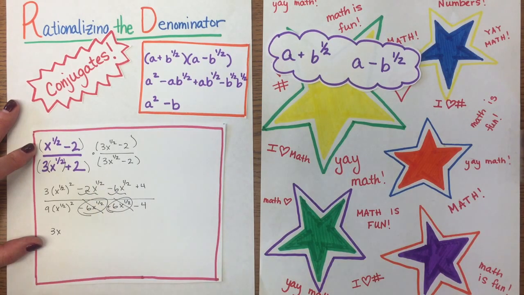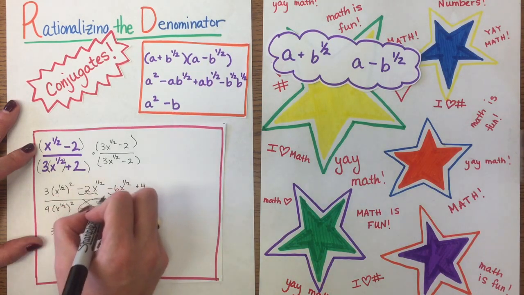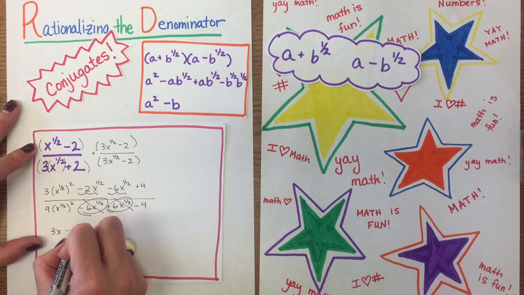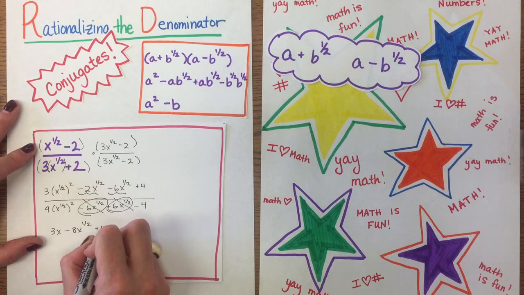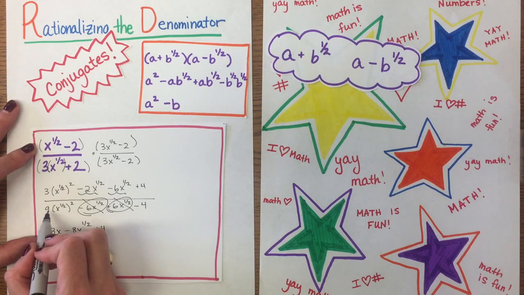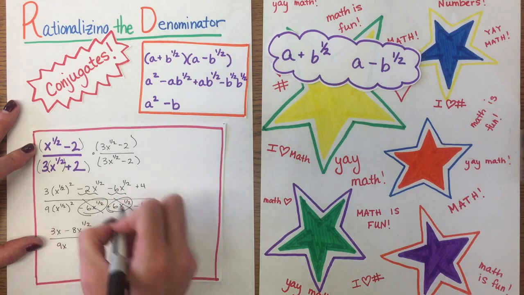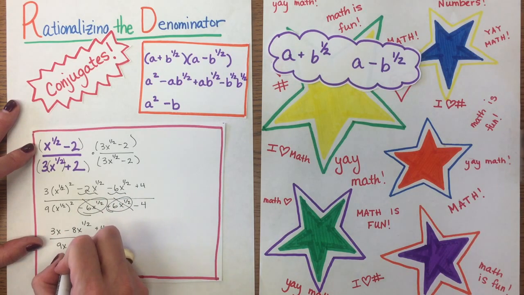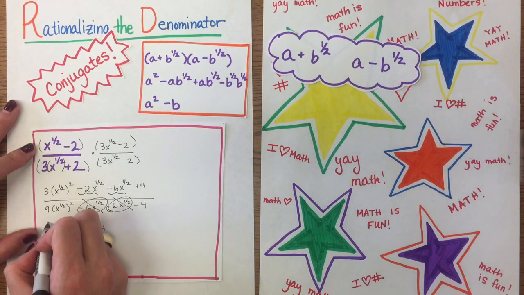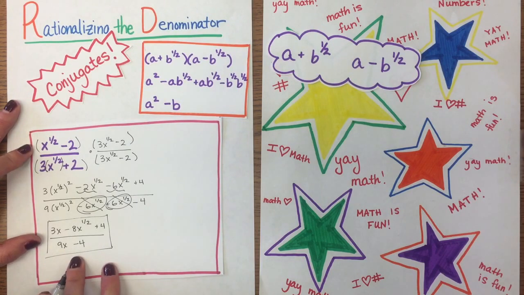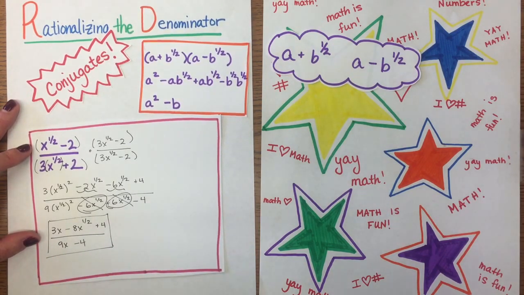So this is 3x. These two terms here are both x to the 1/2, so I can combine them. They have the same base, they have the same radical or rational exponent. So I've got minus 2 minus 6. This is minus 8x to the 1/2 plus 4. In the denominator, x to the 1/2 squared is x, so this is 9x. My x to the 1/2 terms cancel out, and I get 9x minus 4. This is fully simplified. There are no radicals in the denominator, and there's no factors with rational exponents that can be reduced any further.